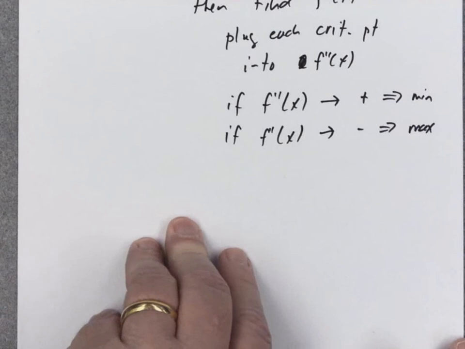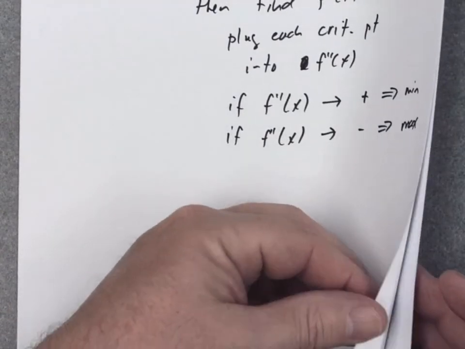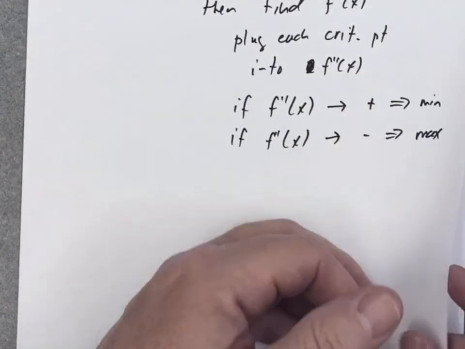Let me start with a new sheet of paper so I don't run out of room. I'm going to do problem 30 from the book. So here's what problem 30, the instructions say: use the second derivative test to find the relative maximum and minimum of the given function. So it's saying use the second derivative to find out whether these critical points are a max or a min.